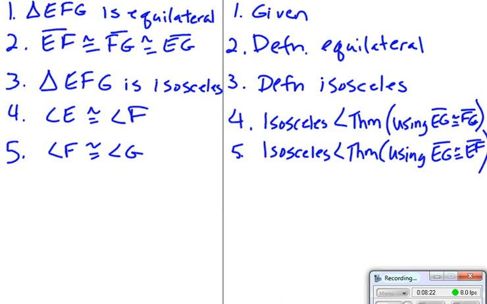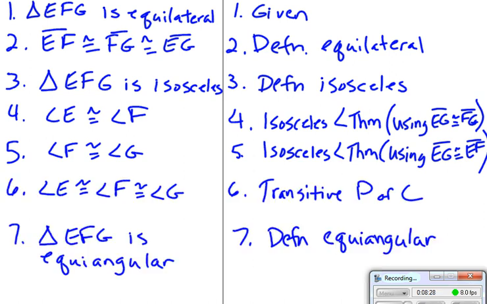Now we can use the transitive property to pull all three angles together and the definition of equiangular to finish off our proof. And this is what your proof should look like.